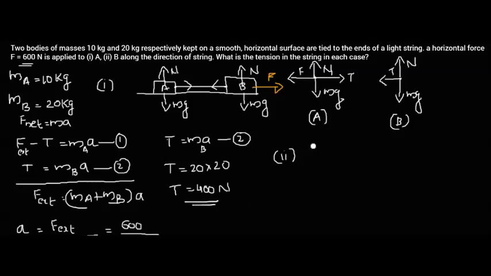So I will draw the free body diagram for blocks A and B. For block A, the forces acting are mg, the normal reaction, and the tension, which is acting along this direction. And when we are taking block B, the forces acting are mg along this direction, the normal reaction along this direction, the applied external force along this direction, and the tension in the string acting along this direction.